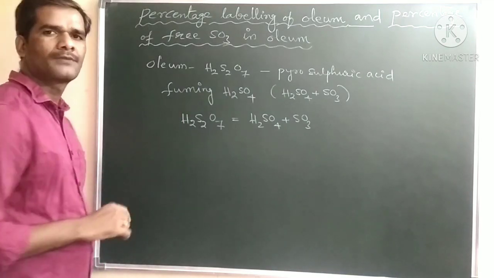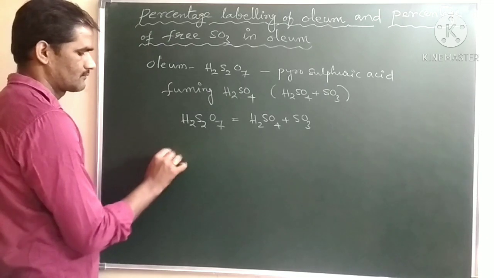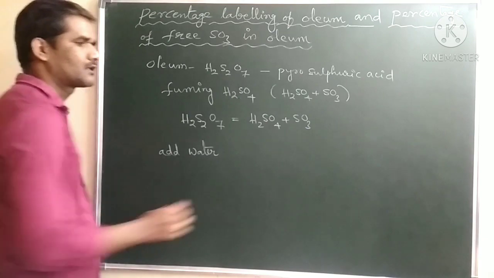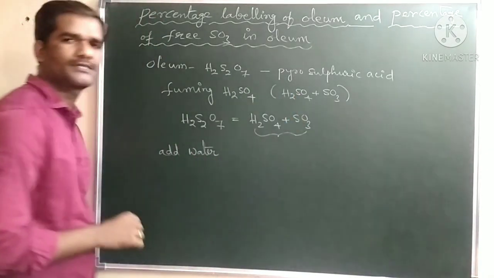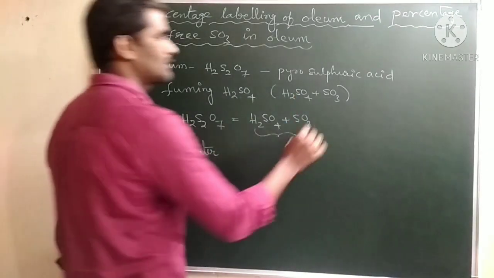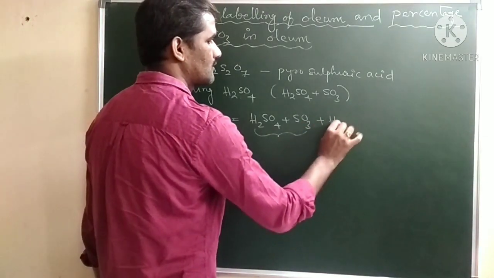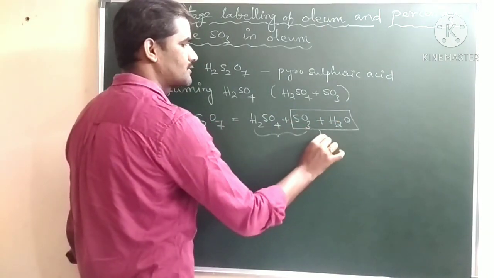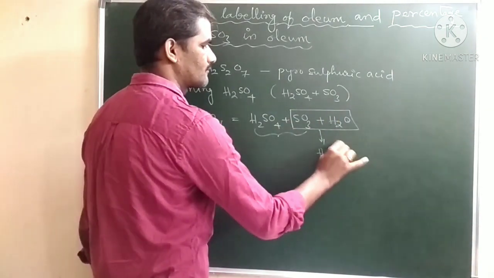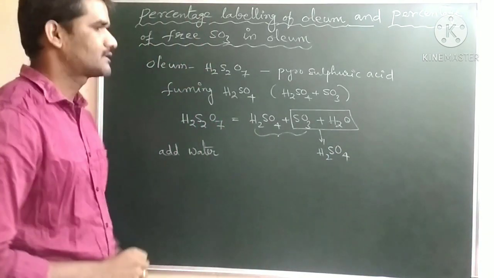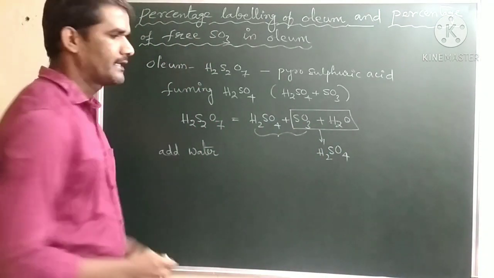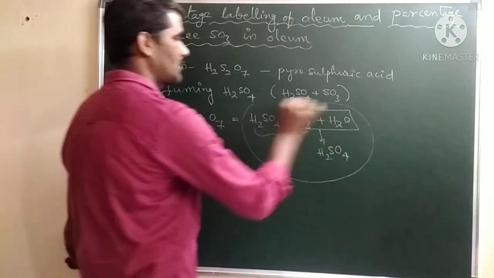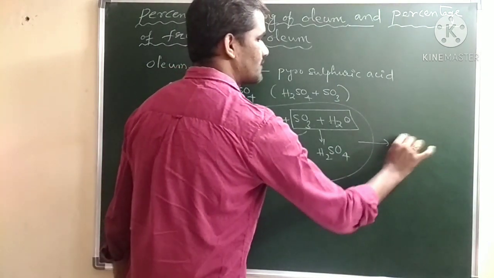Generally, to this oleum, if we add some water, that water will react with this mixture of H2SO4 and SO3. Here water only reacts with SO3. It will react with SO3 and form H2SO4. When we add a certain amount of water to the oleum, the overall solution will give H2SO4.